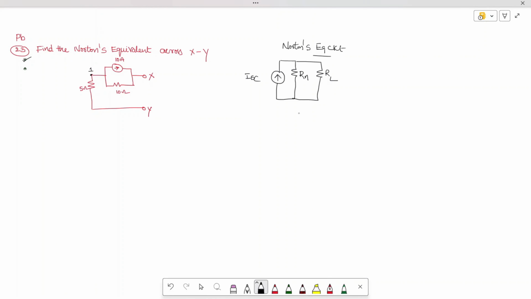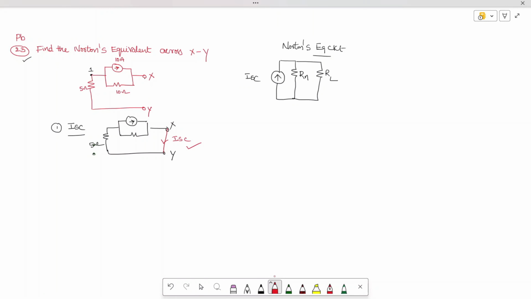Let us look into the method. First I need to find out ISC. The load resistance is not given in the problem, so what I have to do is just short circuit it. So here, I'm going to short circuit across x and y. This is 5 ohm. So I have short circuited x and y, and I need to find this current.